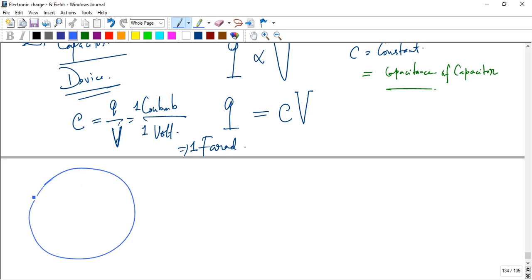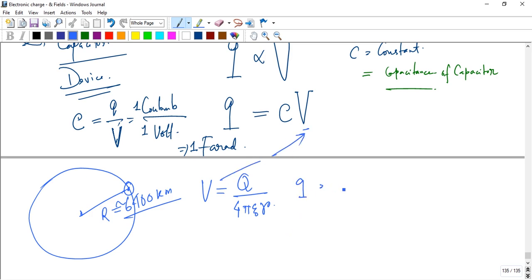Say an object has radius R, and the approximate radius of Earth is about 6400 kilometers. The potential V is equal to Q over 4 pi epsilon naught times R. Put the value of V here, so Q equals C times V, and that charge Q over 4 pi epsilon naught R. These two cancel, so C equals 4 pi epsilon naught times R.